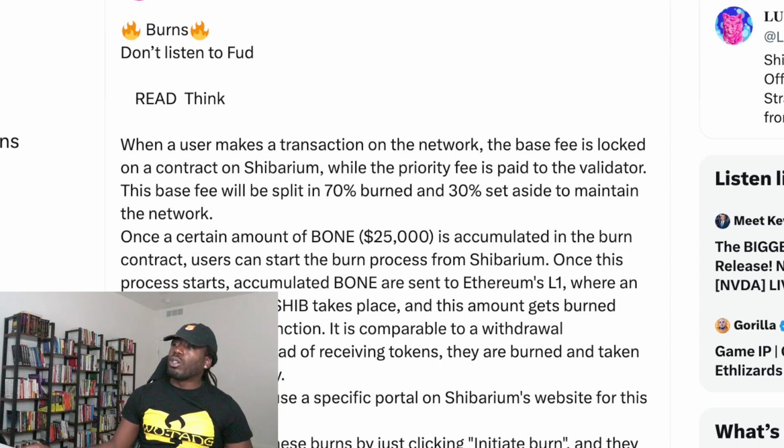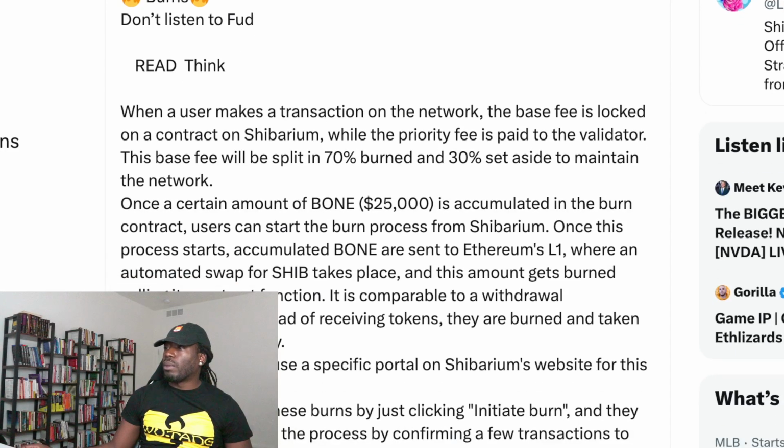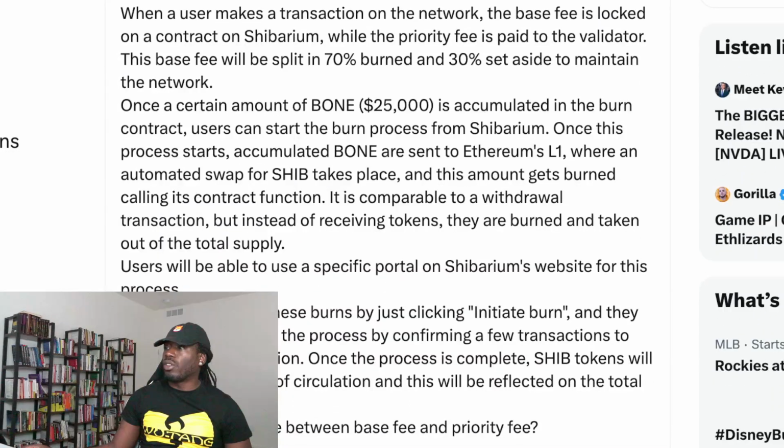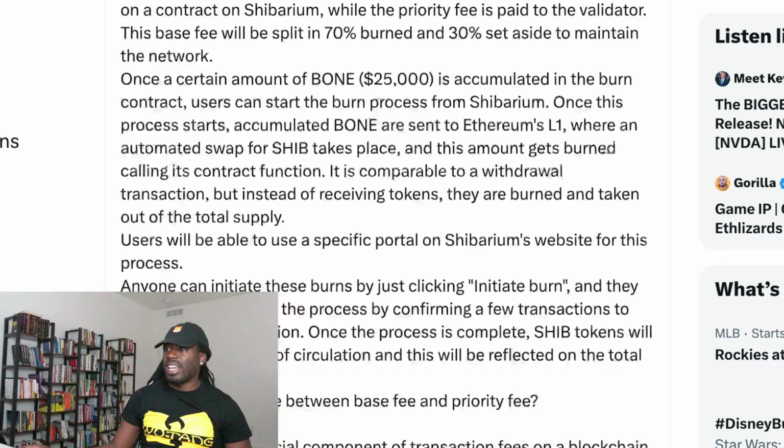So when a user makes a transaction on the network, the base fee is locked on the contract on Shibarium, while the priority fee is paid to the validator. The base fee will be split in 70% burned and 30% set aside to maintain the network.